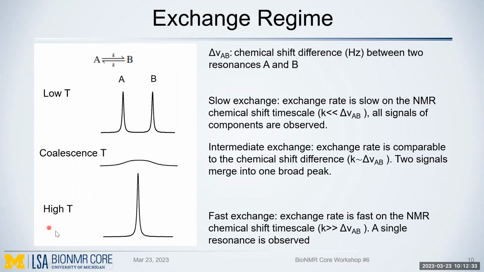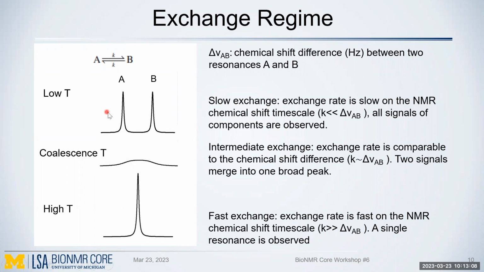And at high temperature, what we see is that the two peaks merge into one sharp peak. This is called fast exchange. When the temperature is high, the exchange rate becomes very fast, faster than the NMR chemical shift time scale. So exchange rate K is much larger than the chemical shift difference between the two states. So the lifetime of each of the states A and B is so short that NMR cannot distinguish between these two states. So now you see just one cross peak, a single resonance is observed.